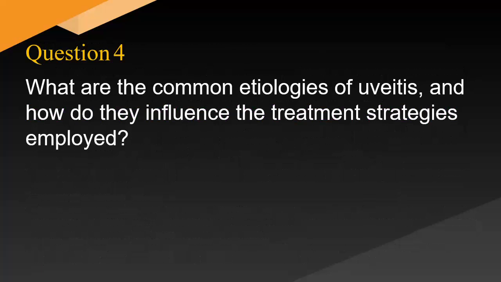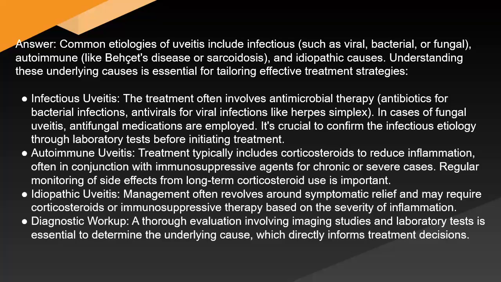What are the common etiologies of uveitis, and how do they influence the treatment strategies employed? Answer: common etiologies of uveitis include infectious, such as viral, bacterial, or fungal, autoimmune, like Behçet's disease or sarcoidosis, and idiopathic causes. Understanding these underlying causes is essential for tailoring effective treatment strategies.